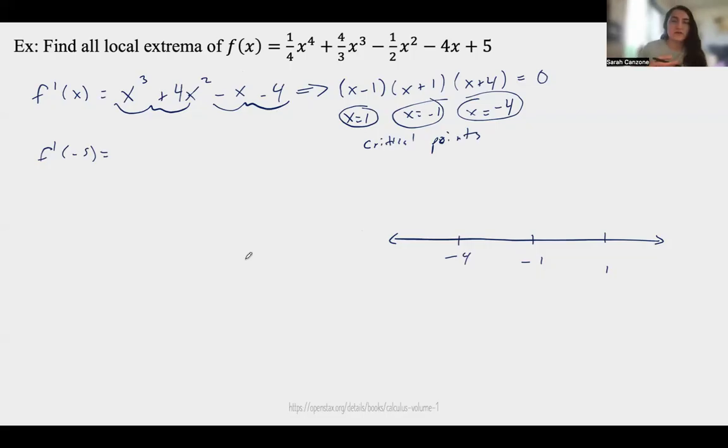So you don't actually have to come up with a number if you can come up with a sign. What I mean is, if you plug -5 in, -5 minus 1 is going to be negative, -5 plus 1 is negative, negative times negative is positive, -5 plus 4 is going to be negative. Negative times positive is negative. So I know this function is going to be negative already. So I can just go ahead and put a negative right there and call it a day.